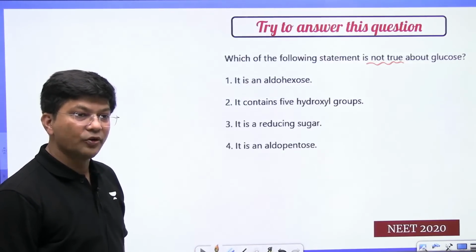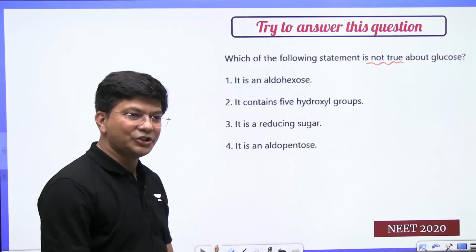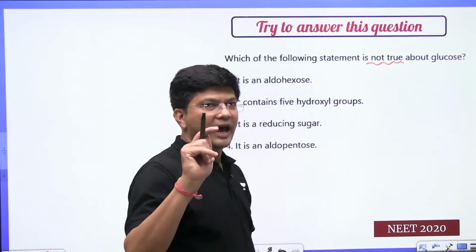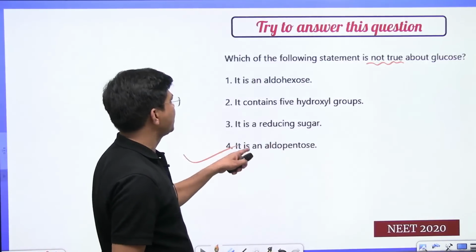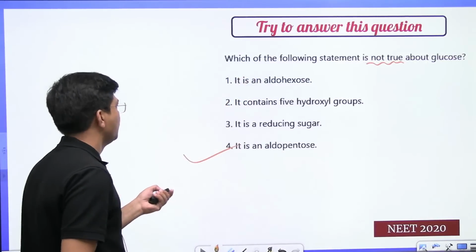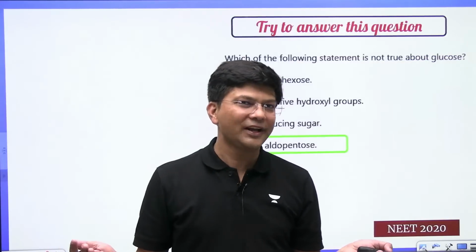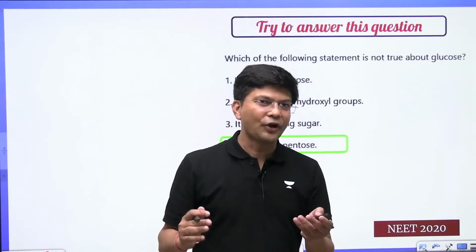It is an aldohexose, it contains 5 hydroxyl groups, it's a reducing sugar, it is an aldopentose. Wow, your answer is absolutely correct, that's really awesome. This is wrong because it is an aldohexose, not an aldopentose. So you got 4 marks. Are you feeling happy? Just show me the thumbs up if you are feeling happy.